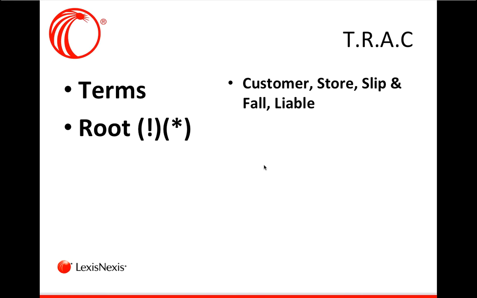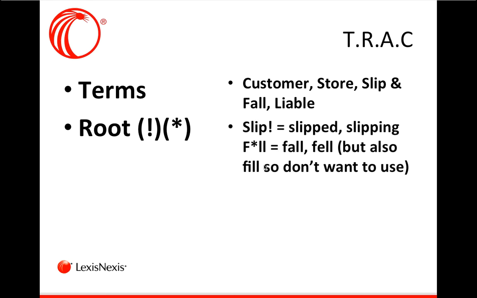The next is root. So these are those things I was discussing, those wildcards or root expanders. An exclamation point is going to look for additional letters after a word, and an asterisk is going to look for a replacement one. So for example, in this, slip exclamation will look for slipped or slipping. Fall with an asterisk will look for fall or fell, but also words like fill or full, so we don't necessarily want to use that. We're going to use just alternative forms of it. So whenever you are doing these, make sure you break down your terms to their root word.